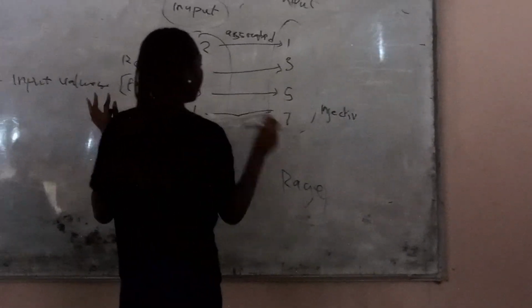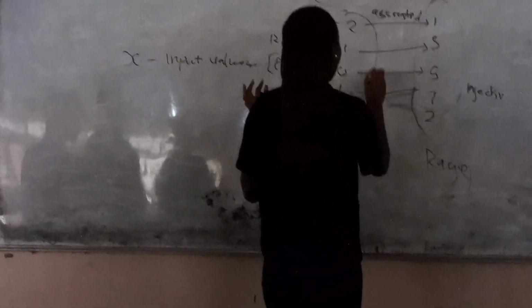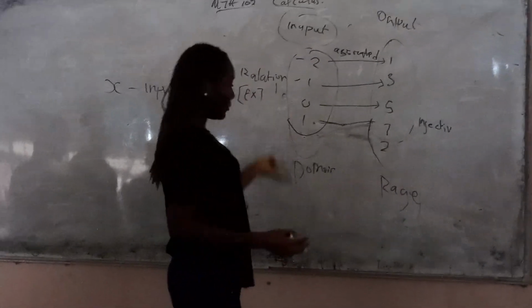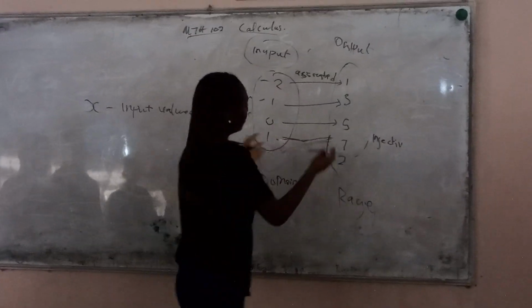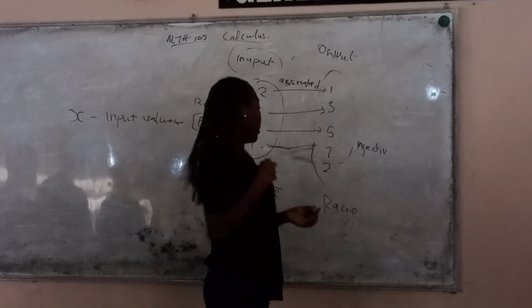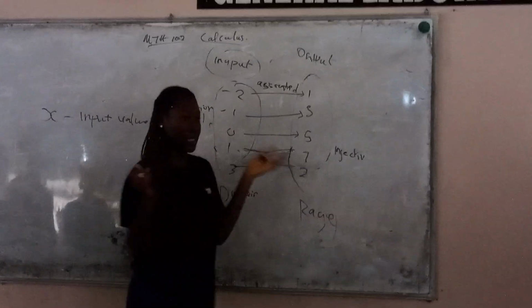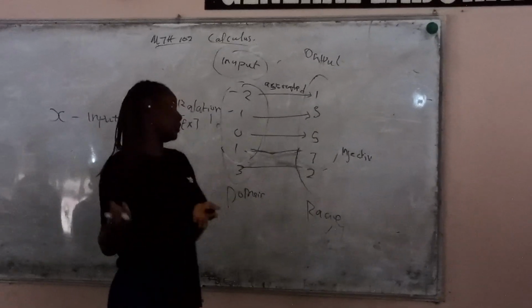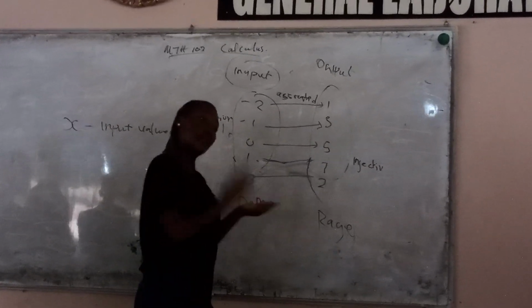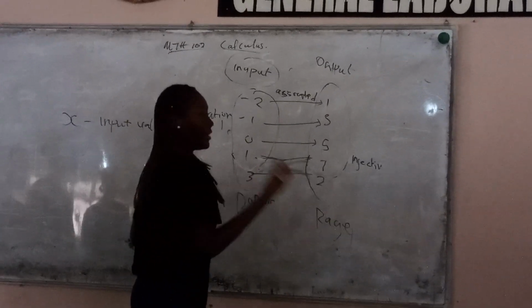I think it was just like this: all the domain values are mapped out once. Even yet it is mapped out once, it will be injective. But something like this is a bijective function, because it's both injective and surjective, so you can call it bijective.